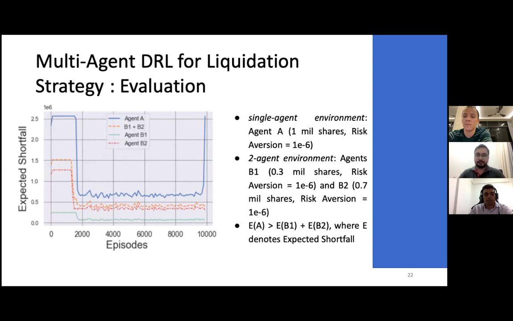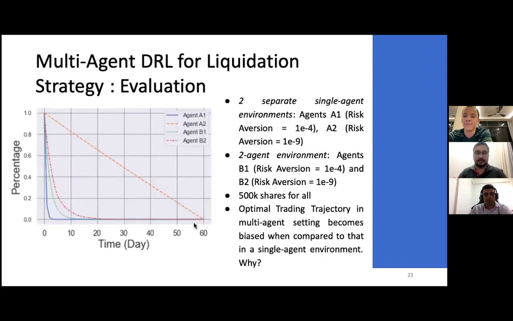But yeah, so what we see is the total expected shortfall in a single agent setup is actually greater than the sum of the two expected shortfalls in the multi-agent environment. Next slide. For the second evaluation, we see two separate single agent environments. The only differing factor here is the risk aversions. One has 10 to the power minus 4 and one has 10 to the power minus 9.